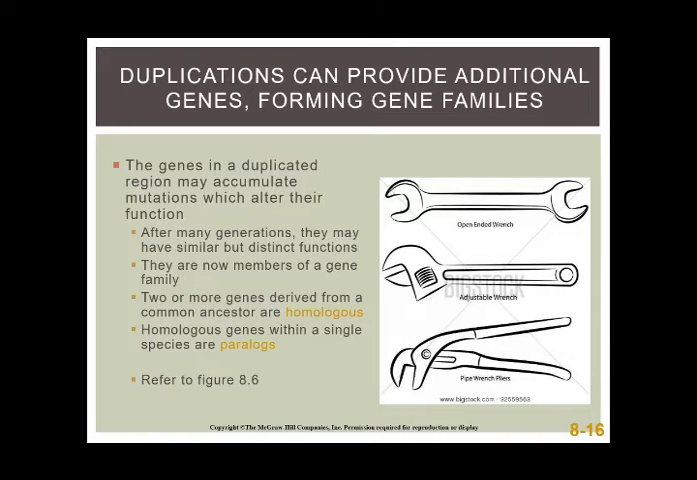Two or more genes derived from a common ancestor are homologous, and homologous genes within a single species are called paralogs. As you can see in this picture, you have an open-ended wrench, but from there you can also have an adjustable wrench and also a pipe wrench. All of these are wrenches. They do the same thing, which is to turn things, nuts, bolts, pipes, whatever, but they actually have their own specificity. The same goes with the gene. If a gene is duplicated, they might form a family of genes which work together and work similarly.